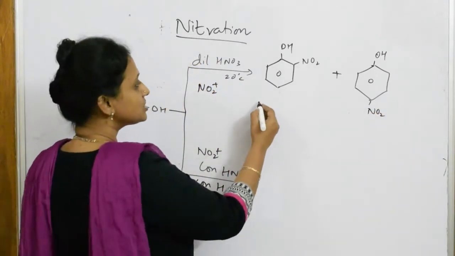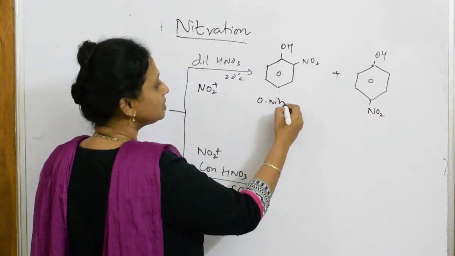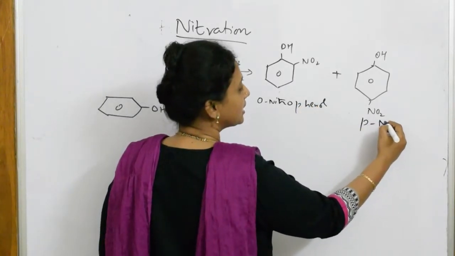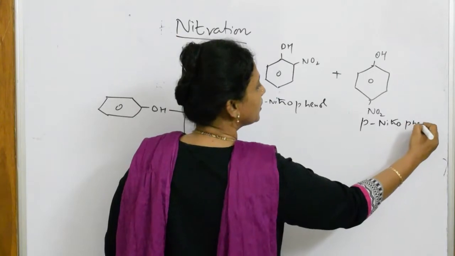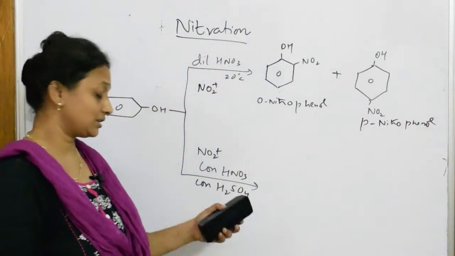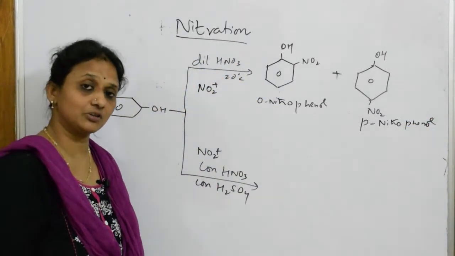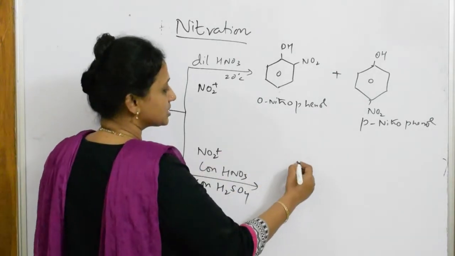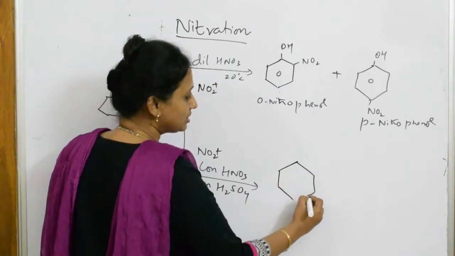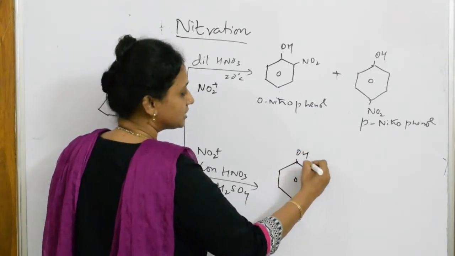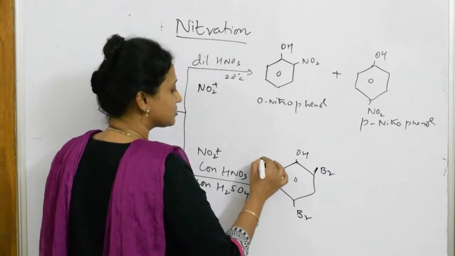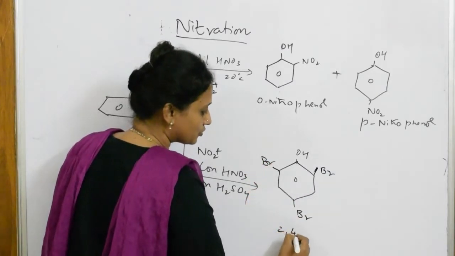Yes, now this is your ortho nitrophenol and this is your para nitrophenol, correct? Now, when it is concentrated nitric acid along with the nitrating mixture, that is nitric acid and sulfuric acid, at a stretch you get all three positions occupied. What is that? 2, 4, 6. All the three are occupied. That is 2, 4, 6.